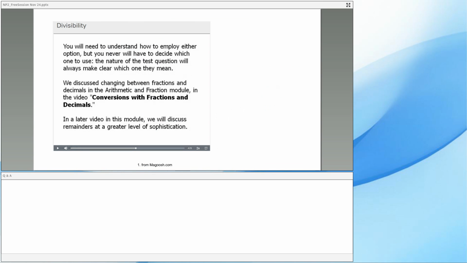How does a Magoosh course approach this? When you look at this, it's a lot more theoretical. There's very little interactivity. It seems an audiovisual version of a book.